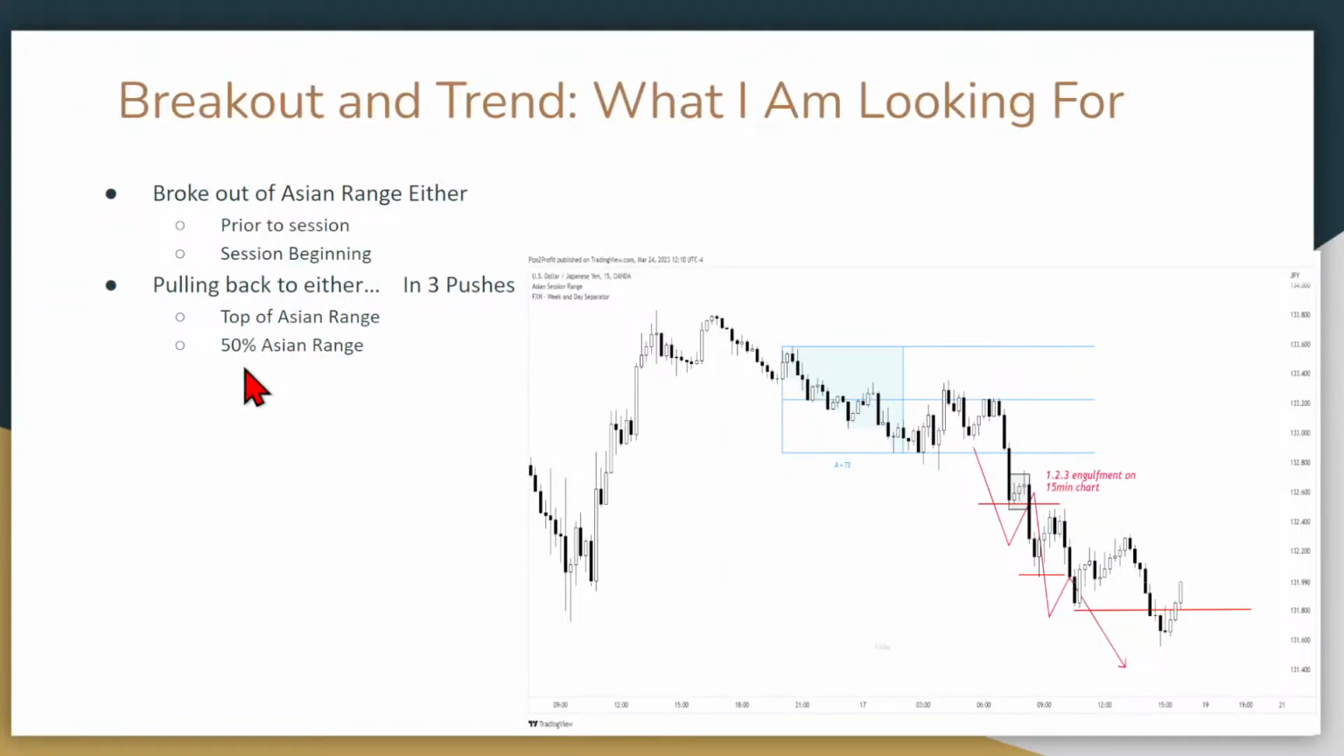When I mean the top, all right? Break out the bottom of this Asian range, this line right here, will become the top of your box. So it could pull back in 3 pushes back up to that area, or it can pull back to, at times, the 50% for the continuation. Again, all part of the time of day.